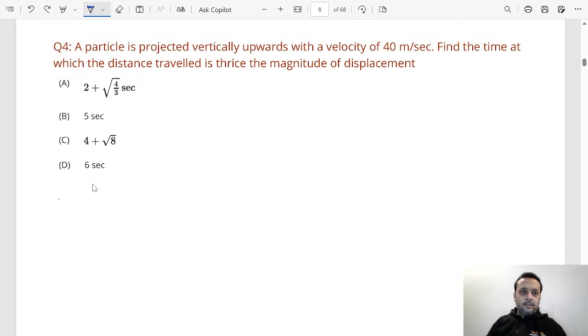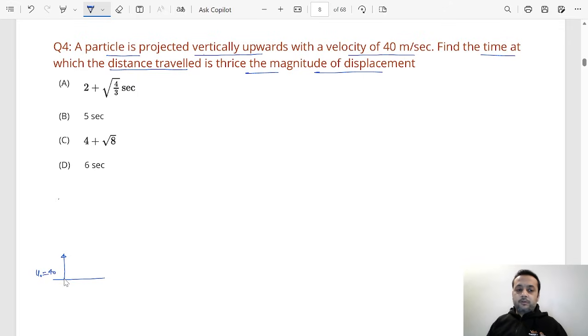All right, let us see this question, guys, from the vertical gravity. Here there is a particle which is projected vertically upwards with the velocity of 40 meter per second. Find the time at which distance traveled is 3 times the magnitude of the displacement. Look, what is happening here is that suppose from the ground you have thrown a particle at an initial speed of 40 meter per second.